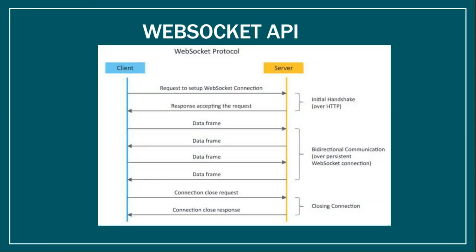This is the overall communication model with WebSocket API. First, the client requests the server to create a connection. The server accepts the request from the client and creates a connection between the client and the server. This first step of creating the connection is known as the initial handshake or WebSocket handshake.